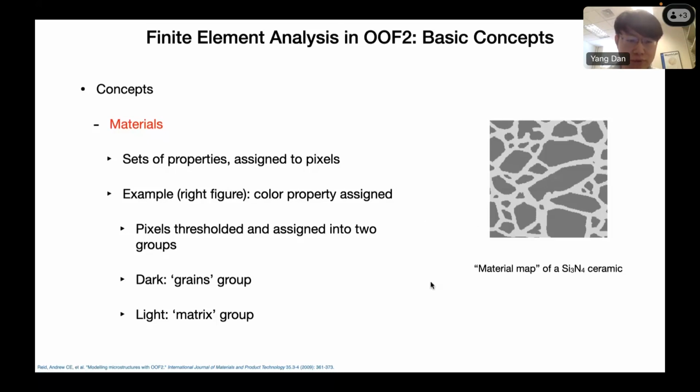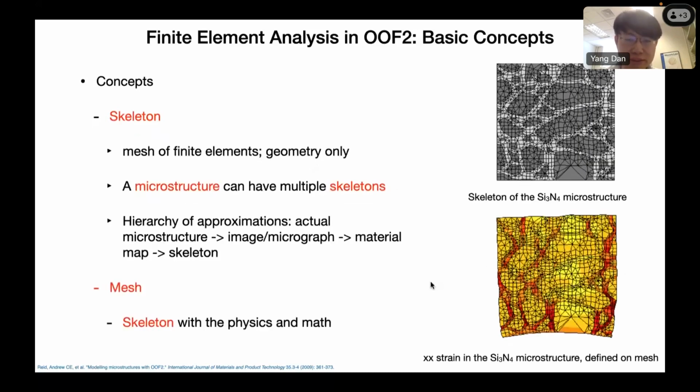So with the materials defined and assigned, and with the pixels assigned into two different groups, then we can build skeletons. A skeleton is defined as the mesh of the finite elements. In order to do finite element analysis, we need to divide the microstructure into many small parts, and this is what the skeletons do here. There are several methods that UF2 can use to create the skeleton. I think you can either do it by hand or use some automatic ways to generate the skeleton. I'm not going into the details here, but just want you to know that the skeleton is the mesh of the finite elements that the finite element analysis works on. And this is only the geometry.